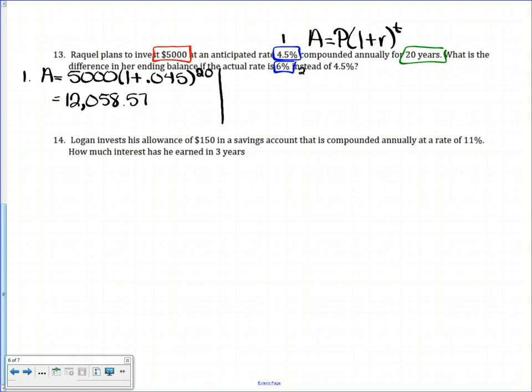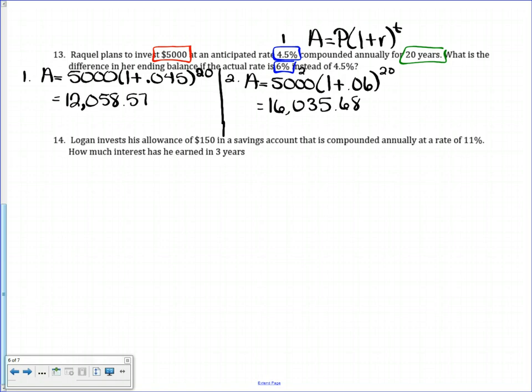Next, we're going to do this problem with an interest rate of 6%. So A equals 5,000. The only thing that's going to change is my R. It's going to be 0.06 this time. And everything else stays the same. That comes out to $16,035.68.